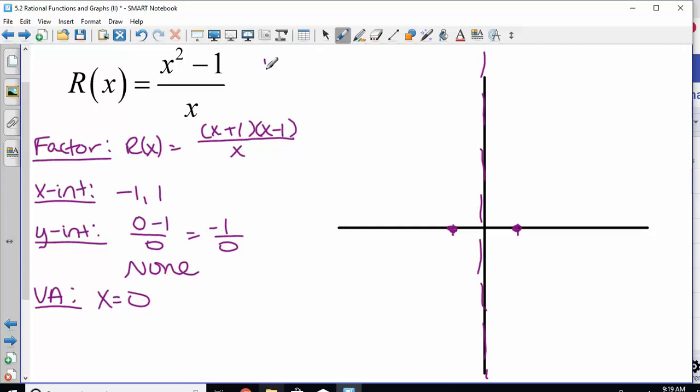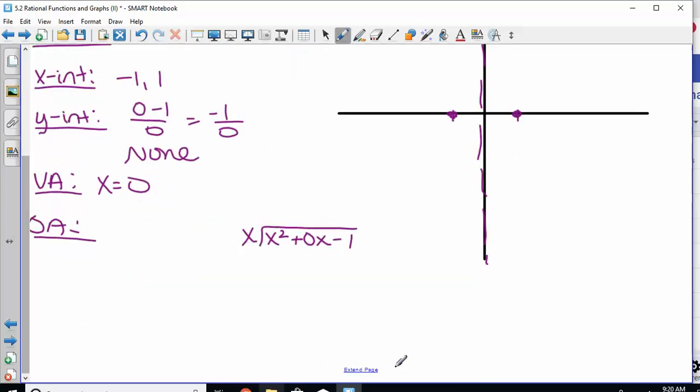Horizontal or oblique, what's the degree of the top? And the bottom? So what does that mean? Oblique. How do we find it? Long division. So our x will go on the outside. X squared, you could put in a 0x if you want. Minus 1 goes on the inside. I'm going to move that down there so I've got more space. Okay.